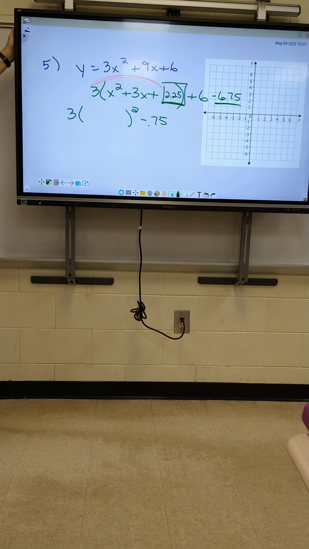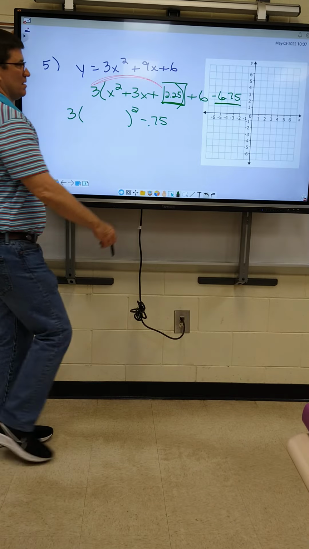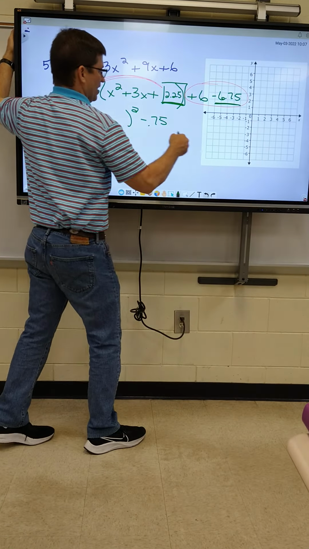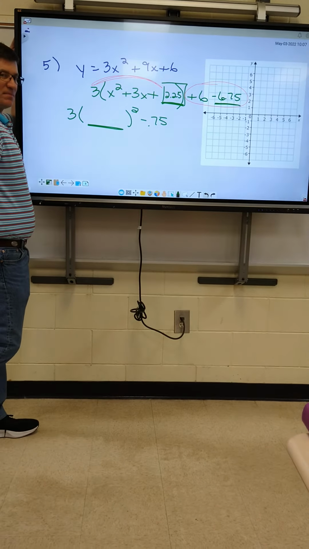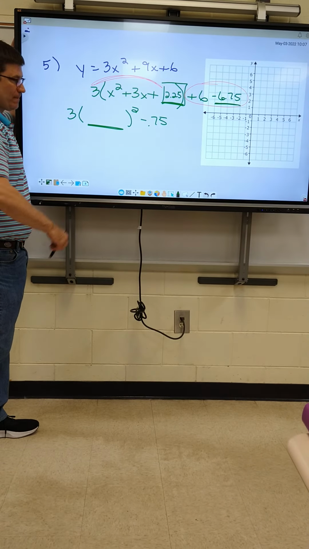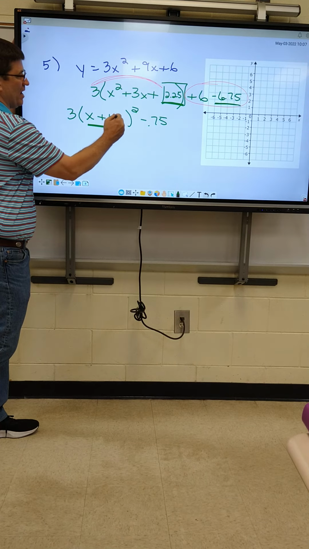How'd you get a minus 0.75? I added these two up and it gave me minus 0.75. All right, what goes in the parentheses? X plus what? 1.5. Good, x plus 1.5. Everybody good?